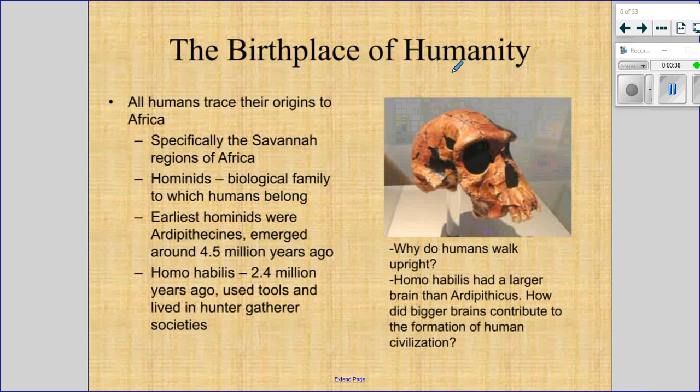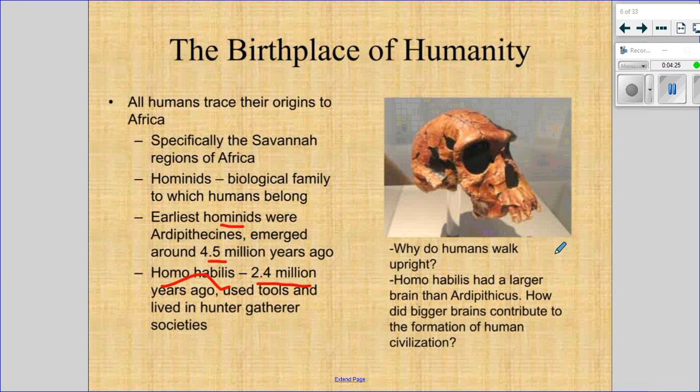All right. So all humans trace their ancestry to the same sort of matrilineal ancestor that existed in what is today Ethiopia, between 2.5 million and 4.5 million years ago. So when we're talking about the earliest hominids, the Ardipithecines, we're talking about 4.5 million years ago. Hominids, when you think hominid, just think of like a primate. And then the closest ancestors to modern humans, Homo habilis, who are tool users around 2.4 million years ago in the savanna regions of Africa. And a lot of these remains we found in some valleys in Ethiopia.